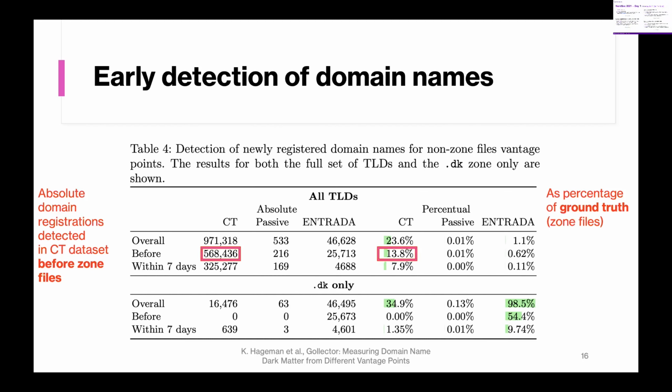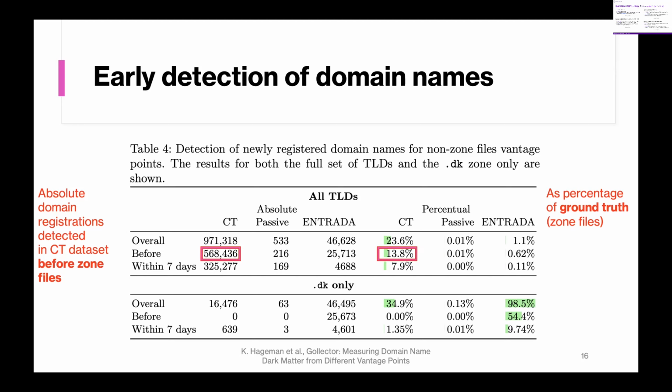But just to give an example, for the certificate transparency data set, we found the left cell that is marked here, around 568,000 domains that were identified before the zone file saw them. And on the right side, that's the percentual representation of this number compared to our ground truth, which is from the zone files. So out of all domain registrations that we've seen in the zone files, the CT logs saw 13.8% of them before the zone files did.